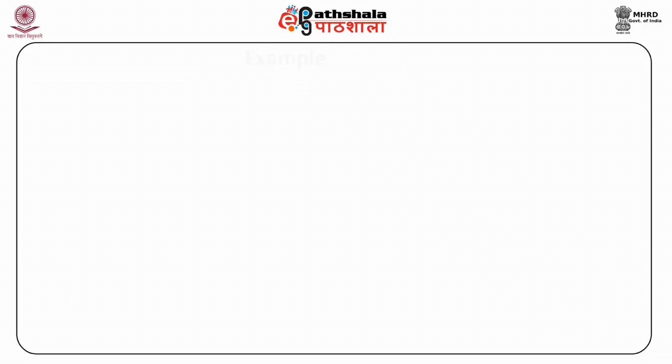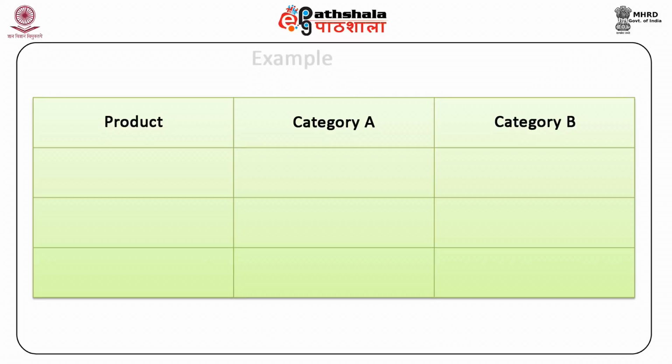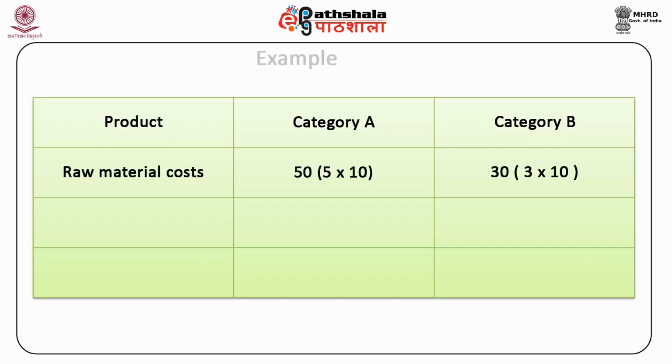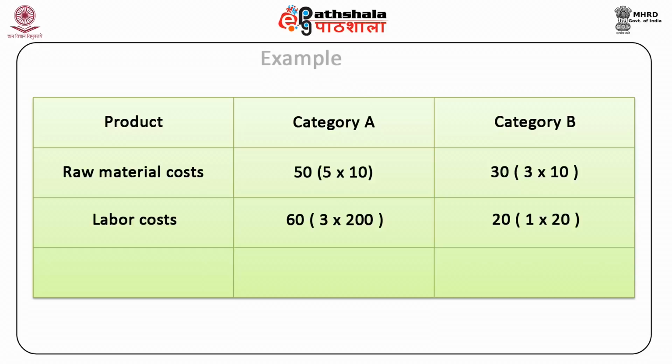Example: Evershine Limited is interested in finding the cost per unit of two types of products that it manufactures using same type of raw material and using the same type of skilled workers. It takes 5 kg of raw material and 3 hours of skilled workers to manufacture the first category of product, whereas the second category uses 3 kilos of raw material and 1 hour of skilled workers.